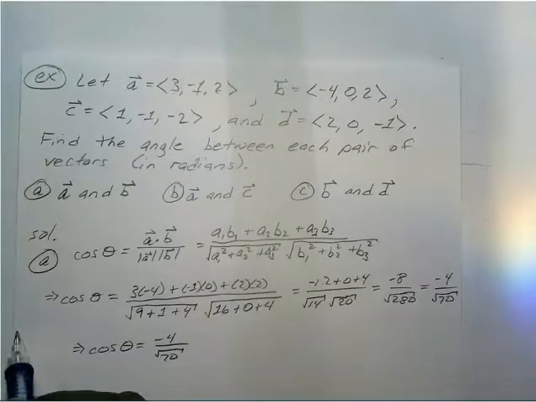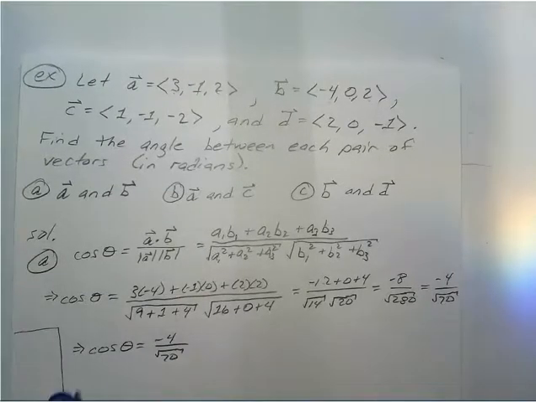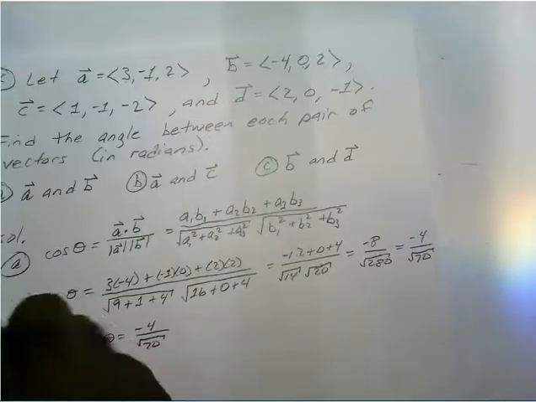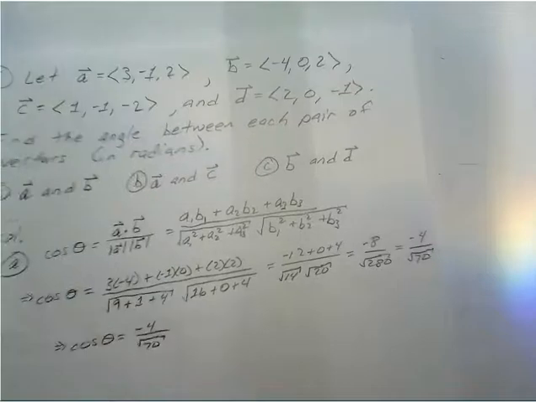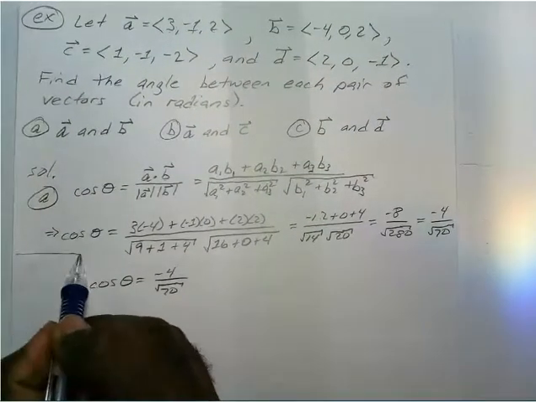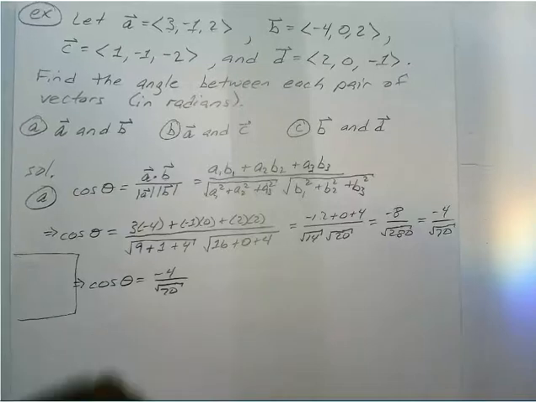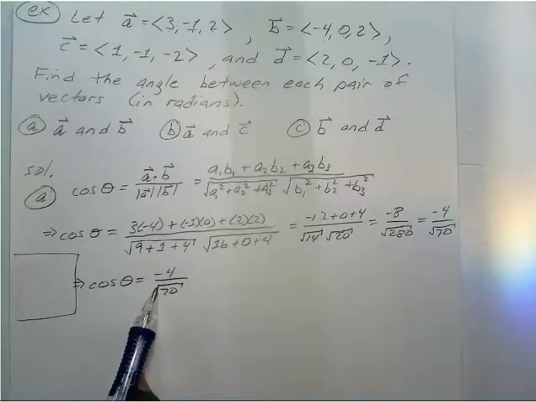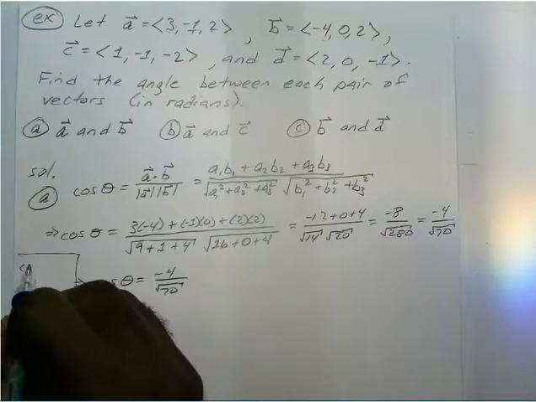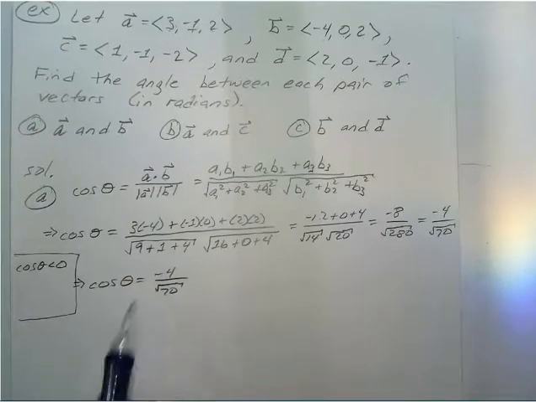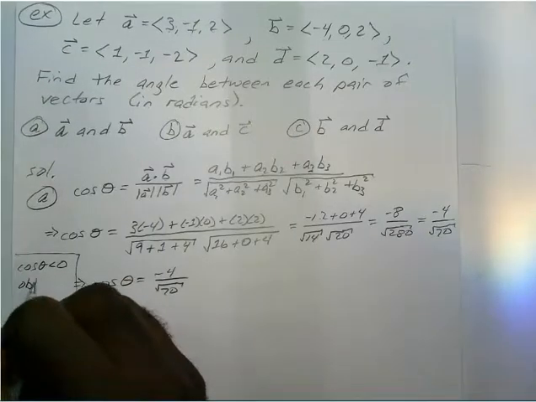Okay, now a quick little side note. In this case, your cosine theta is negative, so it's less than 0. So cosine of theta is less than 0, so we know it's going to be obtuse.